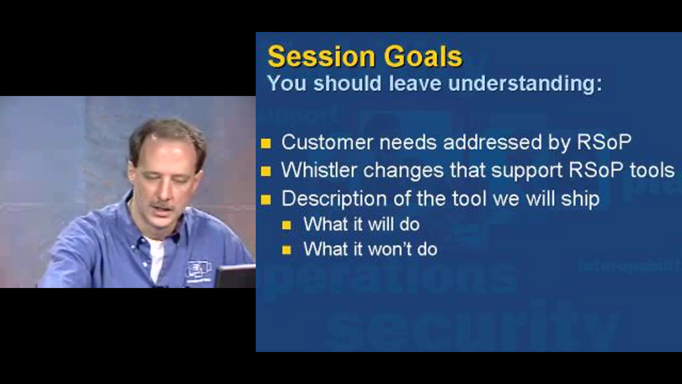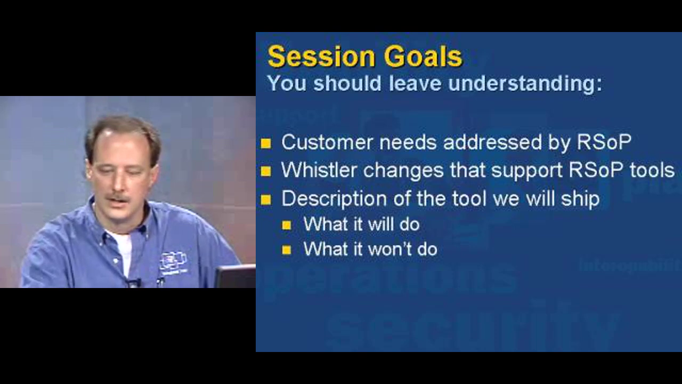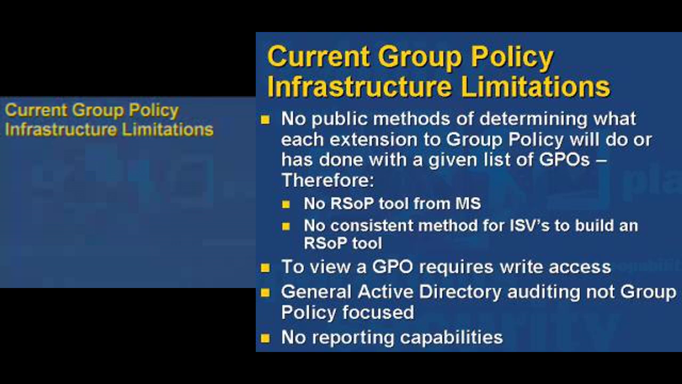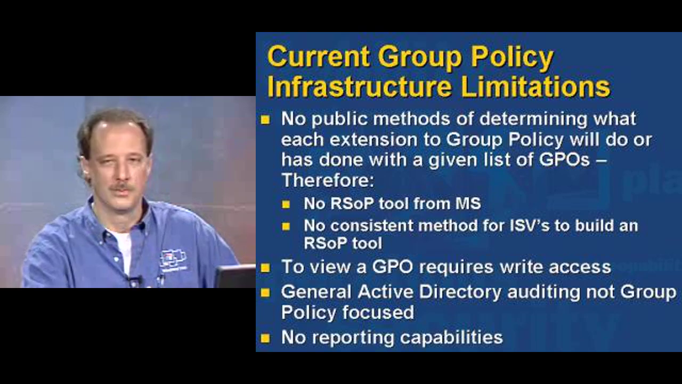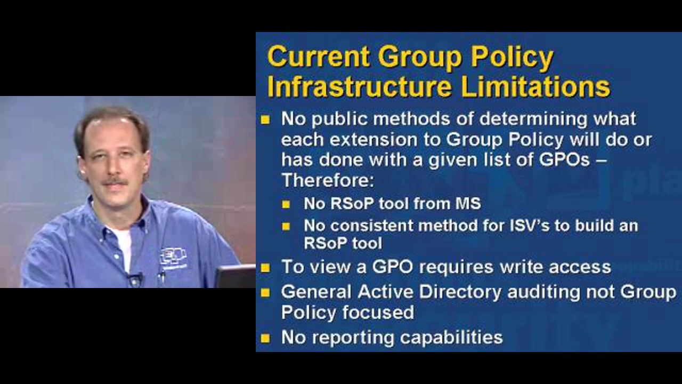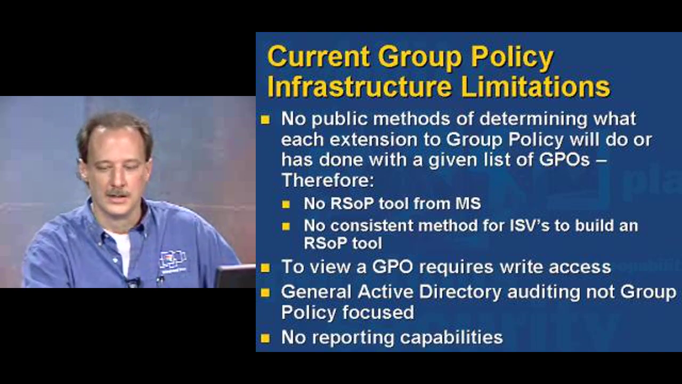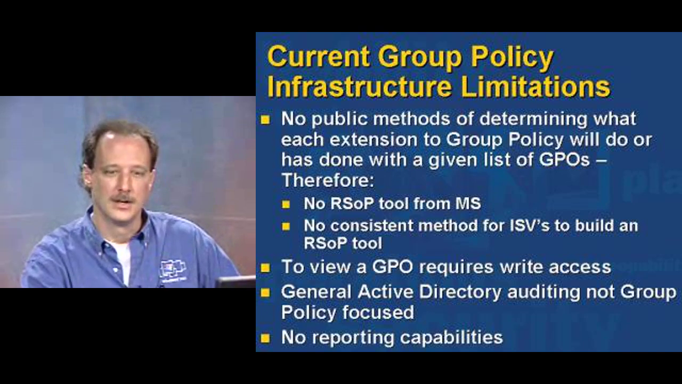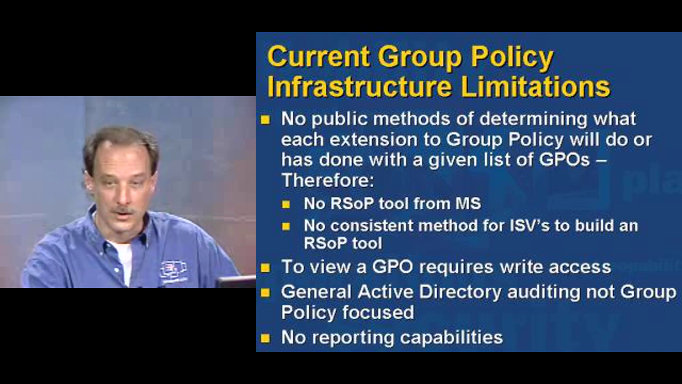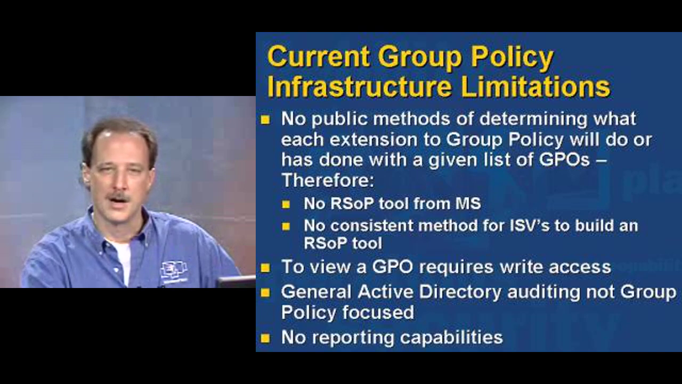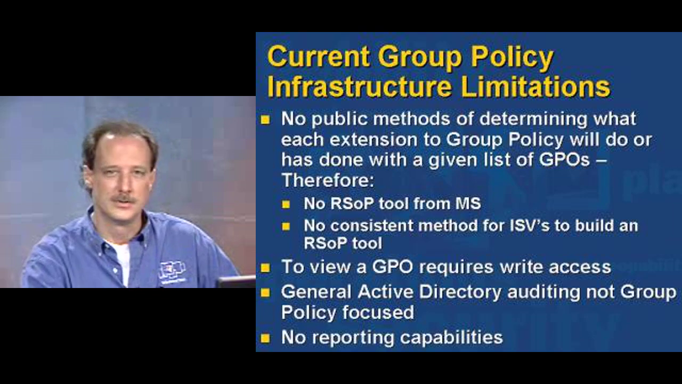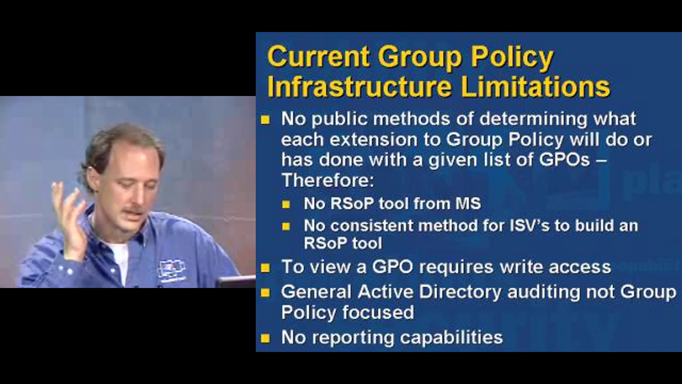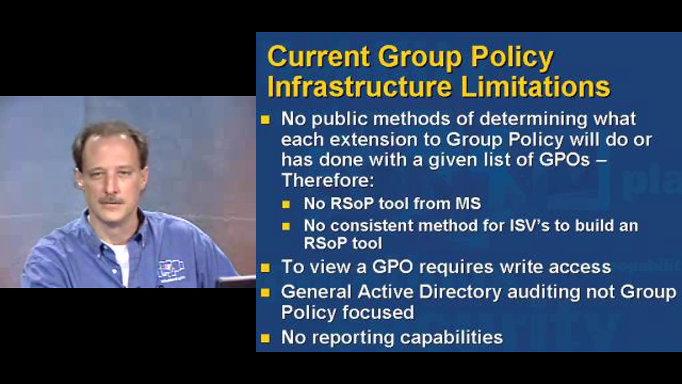So, jumping ahead, or jumping back, if you will, I'm going to cover the current group policy infrastructure limitations. This is the essence of the problem. There are no public methods in Windows 2000 for each extension to expose what they do to outside of themselves. They're kind of a black box, if you will, on the things that each of the extensions to group policy will do. Therefore, you don't have a comprehensive tool from Microsoft. And there isn't a consistent method for others to build a tool on top of what we have. It's possible. I won't say that it's impossible, but it's very difficult, which makes it less inviting for others to build a tool.